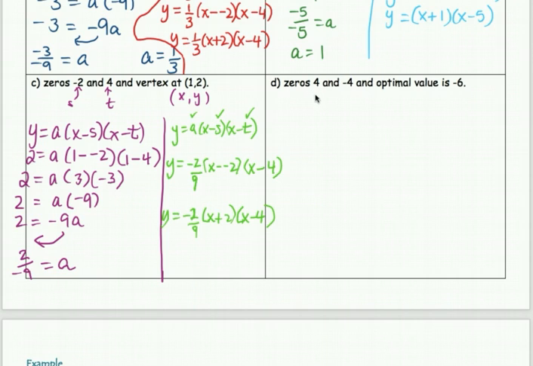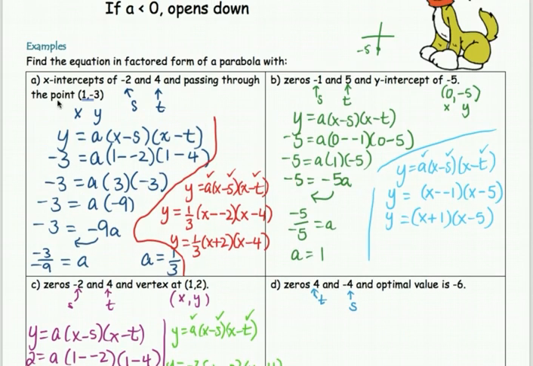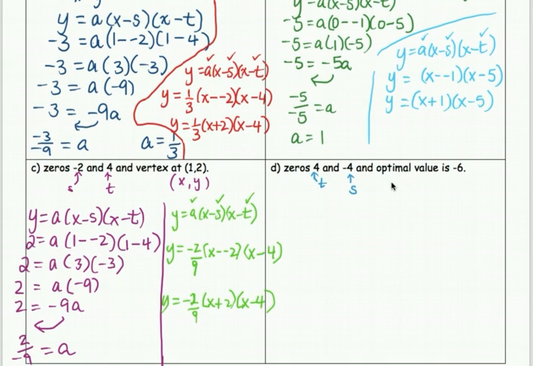So again, we have some zeros. I don't know, for fun, we'll just call this one t this time and that one s, because it doesn't matter. And then we have an optimal value. All right, so you've seen terms like vertex and intercepts thrown at you. You've had optimal value thrown at you as well. Okay, so what this means here is it's either the maximum point or the minimum point on a parabola.